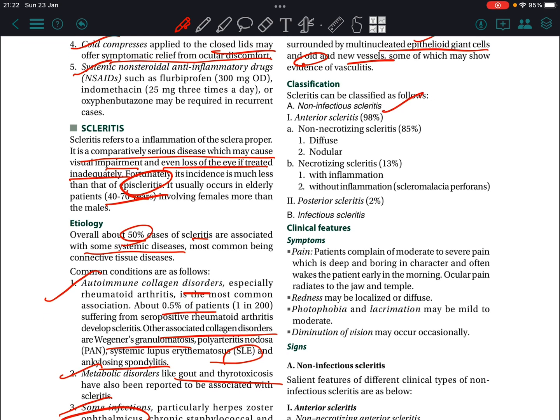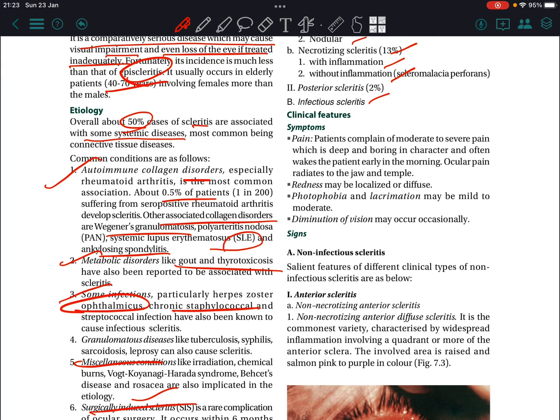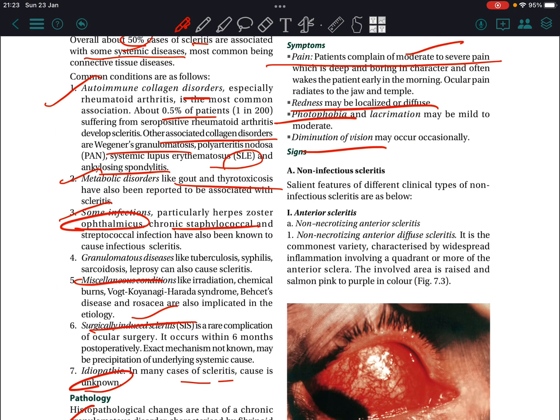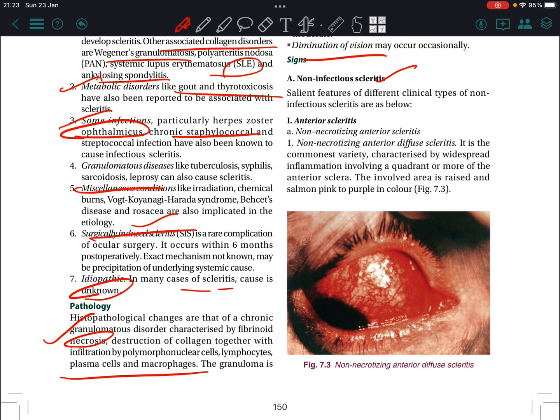Classification: non-infectious scleritis, anterior scleritis, non-necrotic scleritis, diffuse, nodular, necrotic scleritis with inflammation, without inflammation, posterior scleritis. Clinical features. Symptoms: the patient complains of moderate to severe pain, redness, photophobia, diminution of vision. Signs: non-infectious scleritis. Salient features are described below.